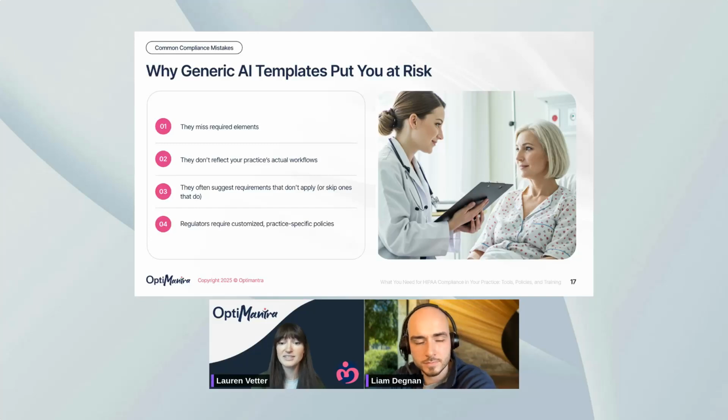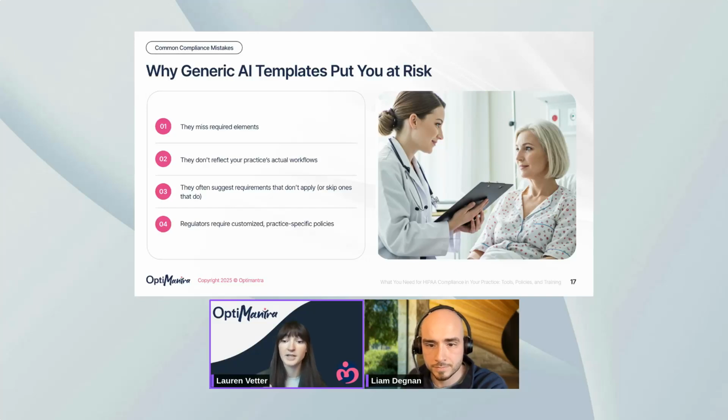So these templates almost always miss required elements, whether that's a HIPAA provision, an OSHA requirement, or a state-specific rule. Secondly, they don't reflect your actual workflows because they shouldn't know them. So regulators expect your policies to describe what you do, not what a generic clinic might be doing. Thirdly, AI tools frequently suggest requirements that don't actually apply to you, or they skip the ones that do apply to you. That's going to lead to gaps, inconsistencies, and contradictions across all of your policies and procedures.